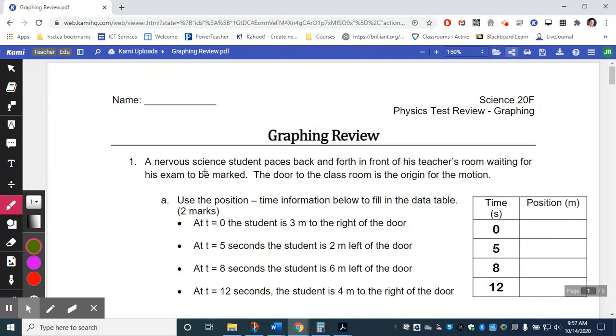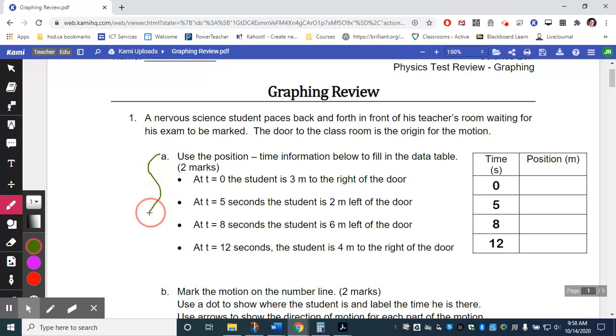This is page one. The first question is about a nervous science student who paces back and forth in front of a teacher's room waiting for his exam to be over. The door to the classroom is the origin of motion. This is the information that we are using here, and we're going to start at time zero.